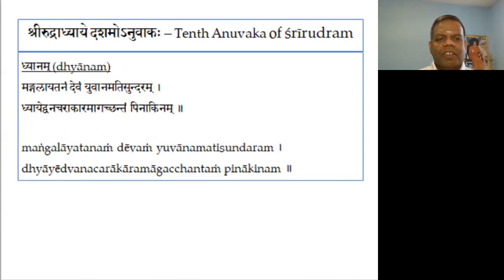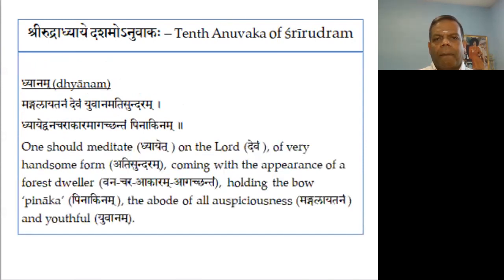Okay, we will look at the meaning. One should meditate, Dhyayet. You can say Dhyayet. Okay, on the Lord, Devam. Here is what Devam: of very handsome form, Ati Sundaram. Yuvanam Ati Sundaram. So Ati Sundaram. The Lord is so beautiful. Satyam Shivam Sundaram. He is the most beautiful.